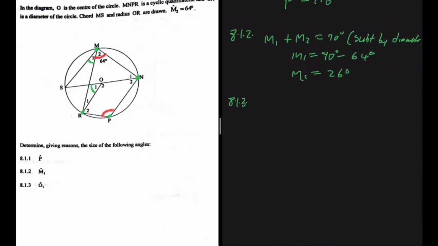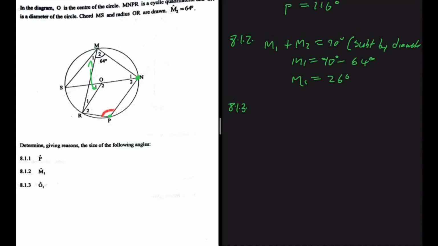But what I want you to realize here is that O1 should be twice M1, right? We're saying that O1 here should be twice M1, right? Because an angle at the center of the circle is twice the angle at the circumference if they are from the same arc, right? You can see here that O1 is subtended by SR here, and the same is true with M1, right? O1 is at the center and M1 is at the circumference. So now we can say that O1 is equal to 2 multiplied by M1. But what is M1? M1 is 26 degrees, right? So 2 multiplied by 26, that should be 52 degrees.